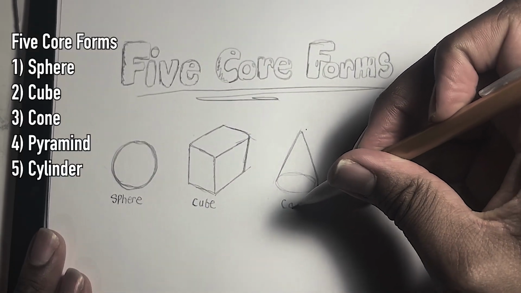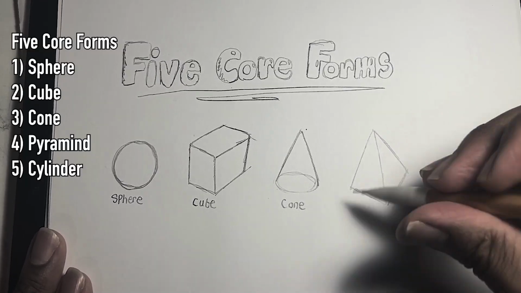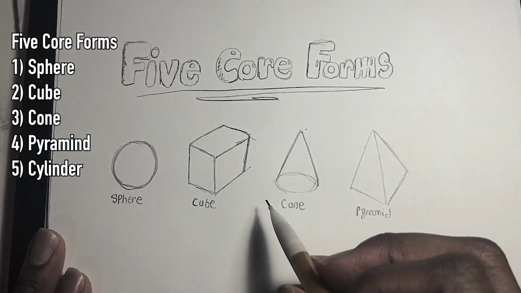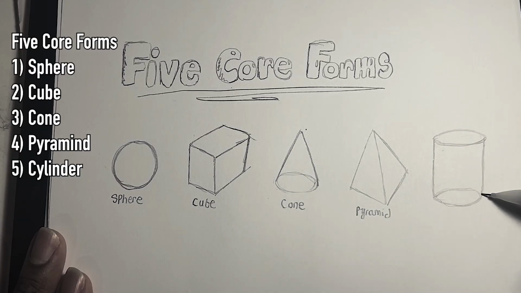So, if you ever want to draw something, the best practice is to essentially break that thing down into core shapes. Anything that you see around you can be broken down into basic shapes.